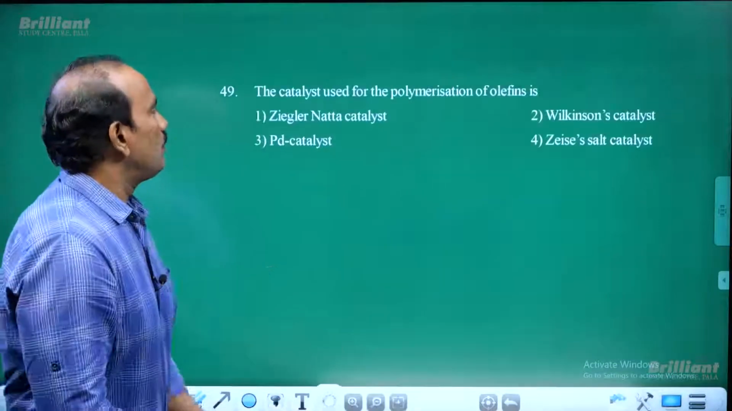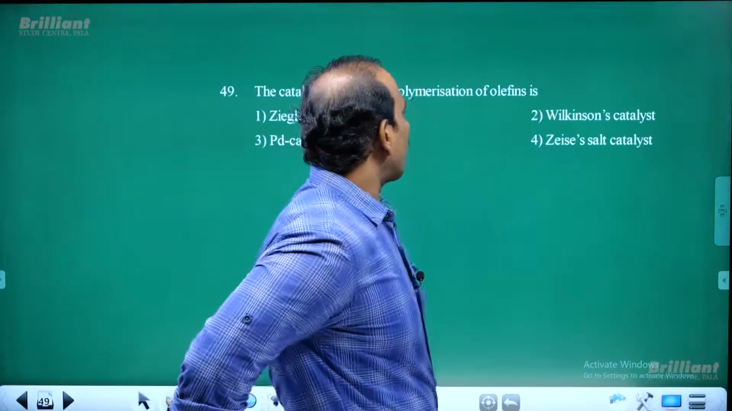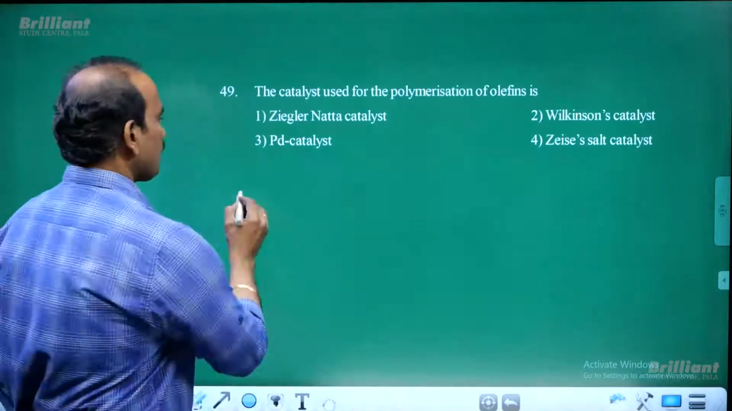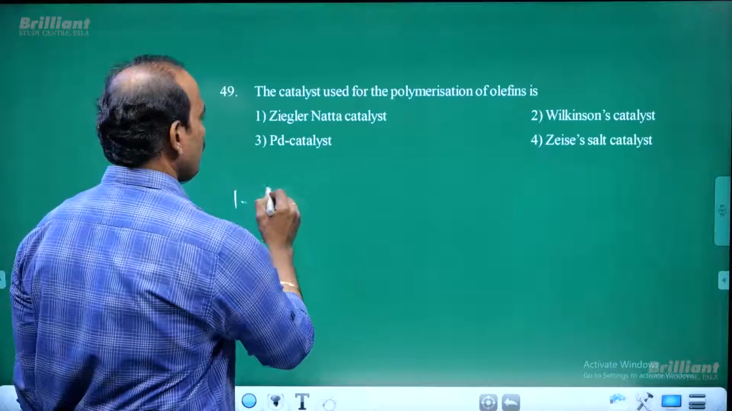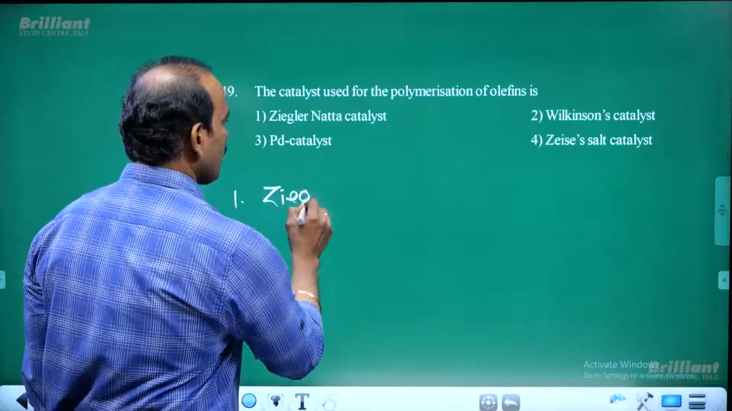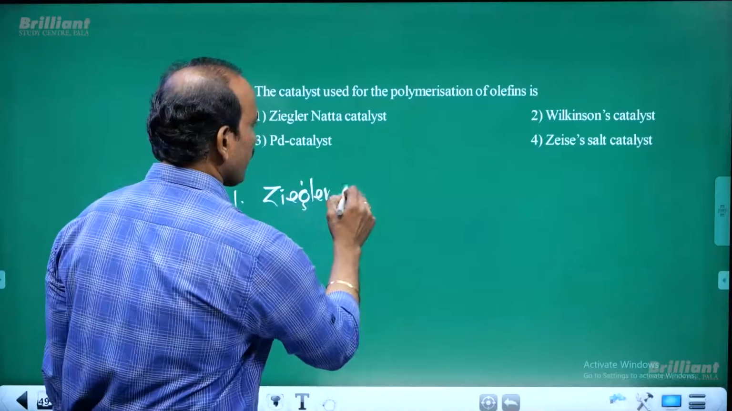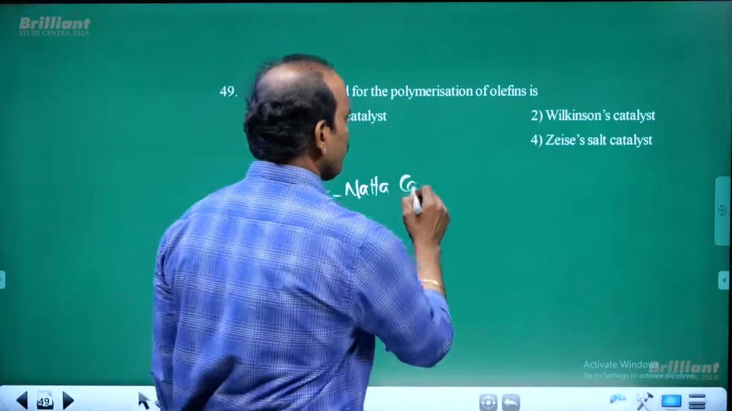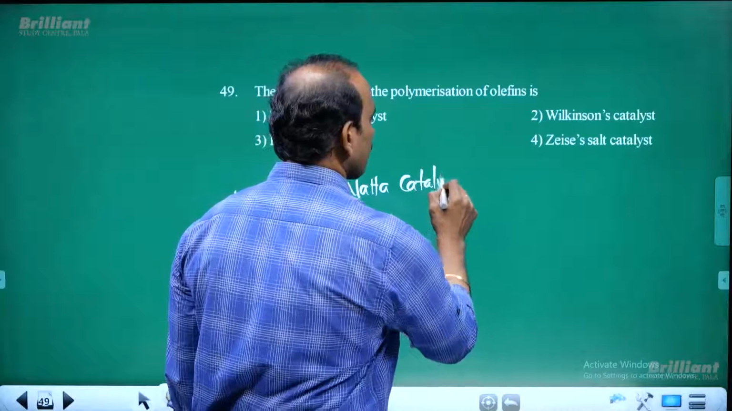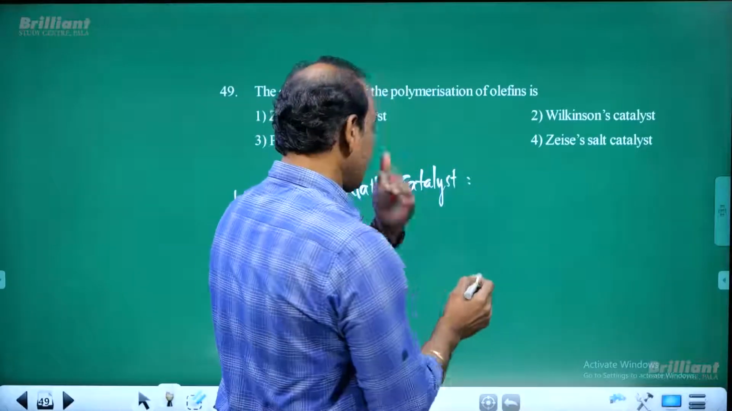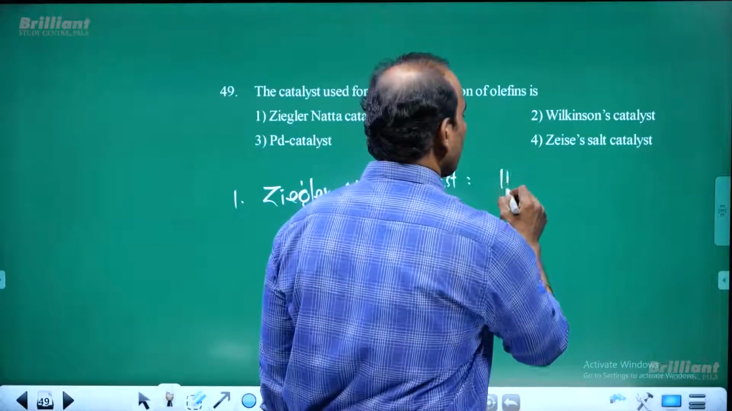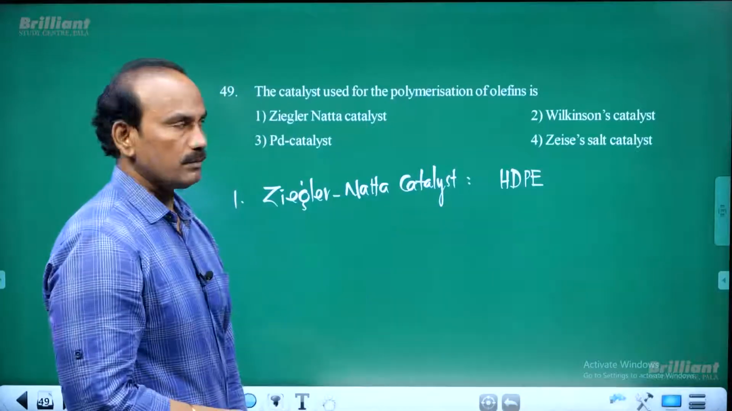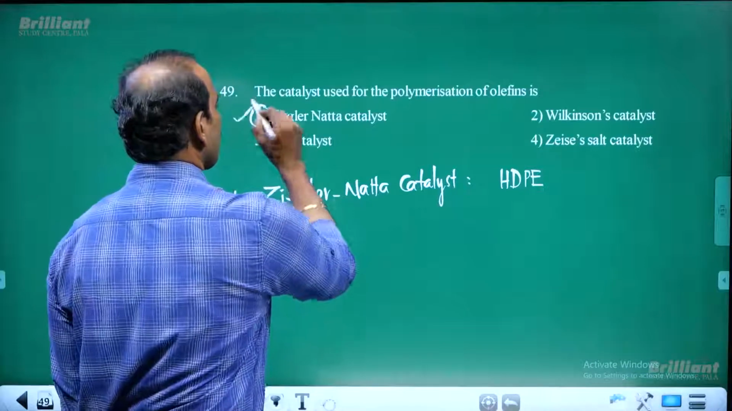Next one. Which catalyst is used for polymerization of olefins? What is the first one? That is the Ziegler-Natta catalyst. What is the use of Ziegler-Natta? It is used for preparation of high density polythene plastic. Okay? This is the answer.